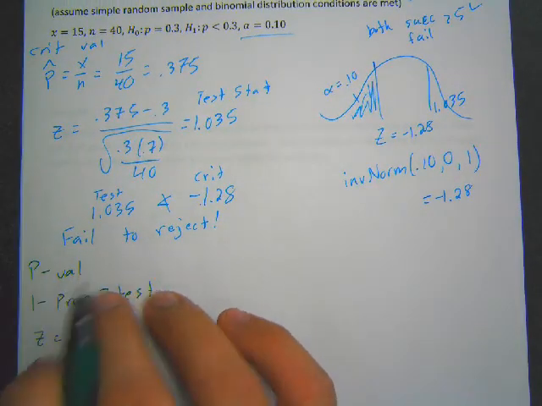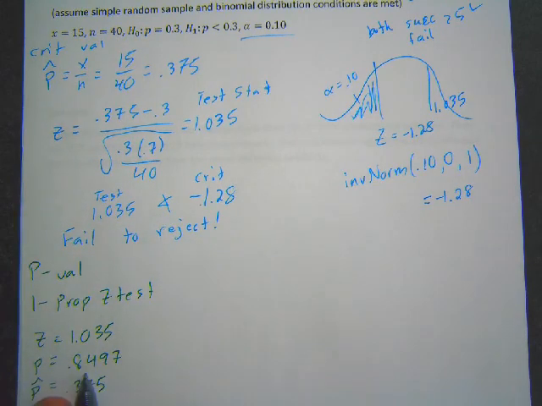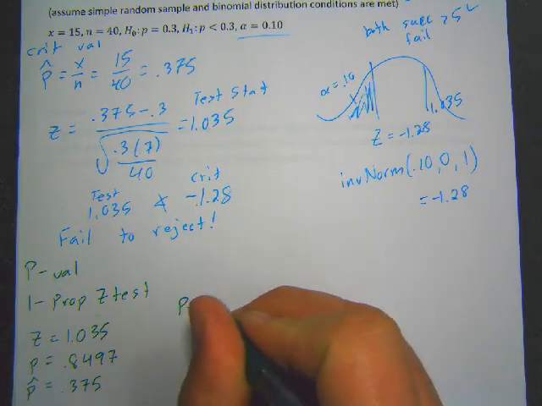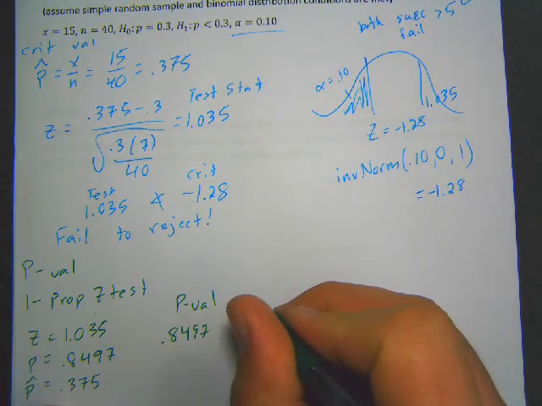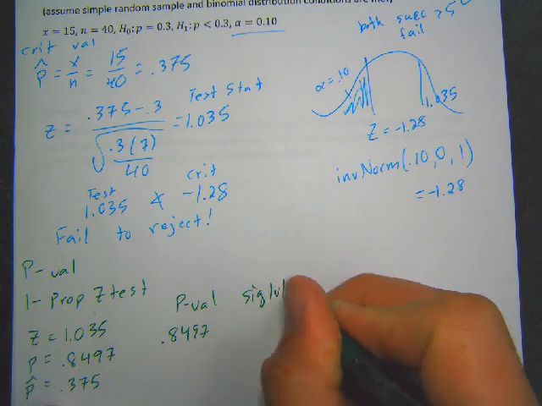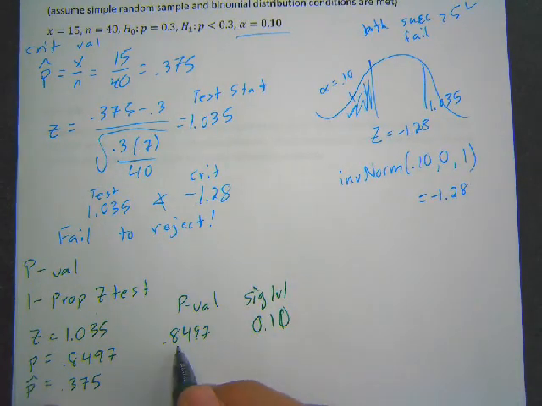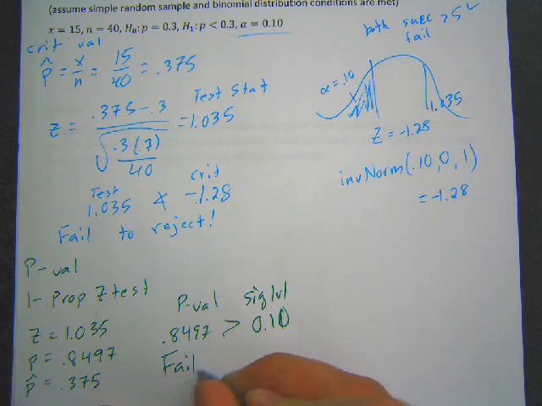Okay, for the p-value method, remember that we always compare the p-value with the significance level. So we're going to compare the p-value, 0.8497, with our significance level, 0.10. Because the p-value is bigger, that's when we say p is too high, so we let it go. I know it's a silly thing your book says, but it works. This is too big, so we fail to reject the null.